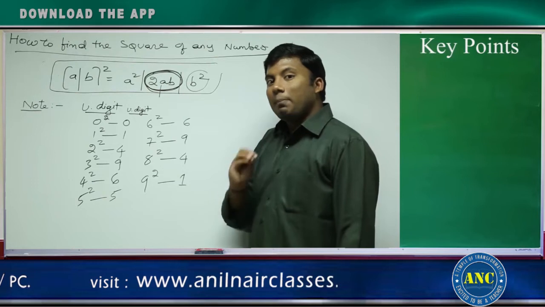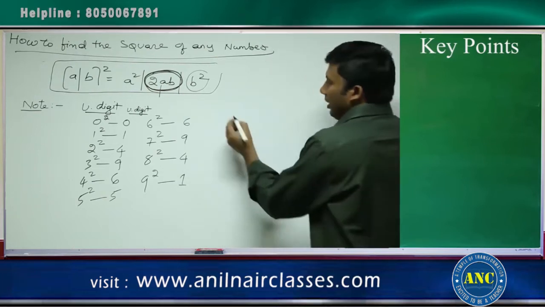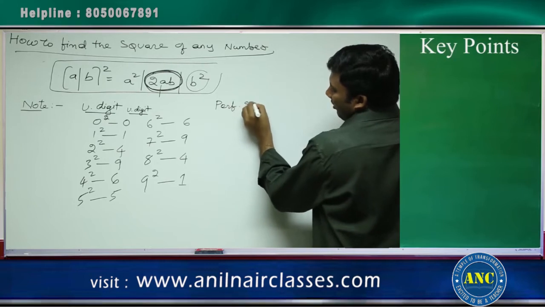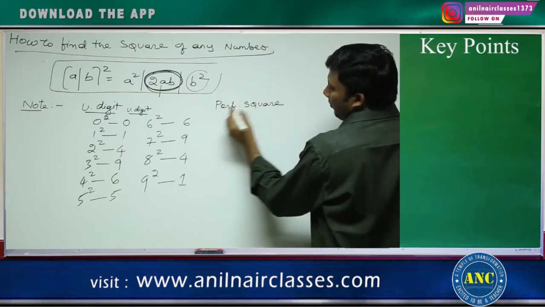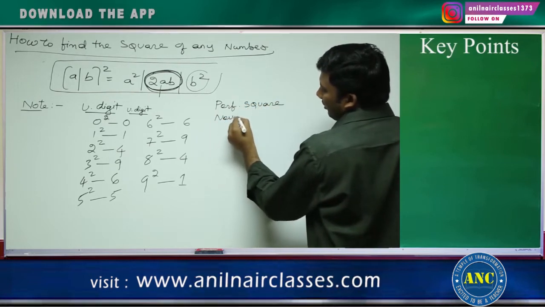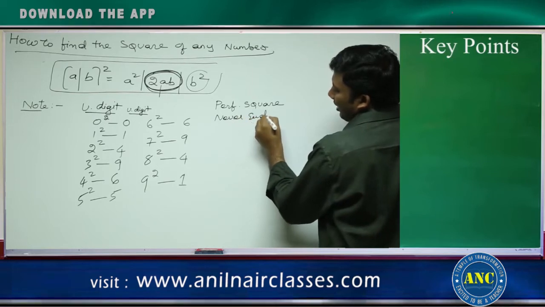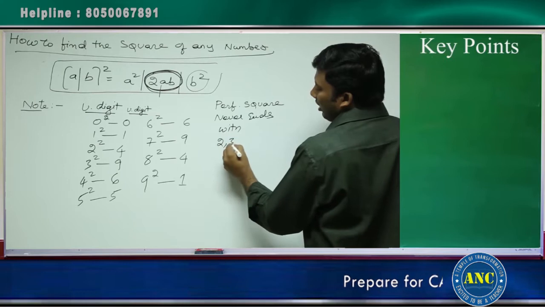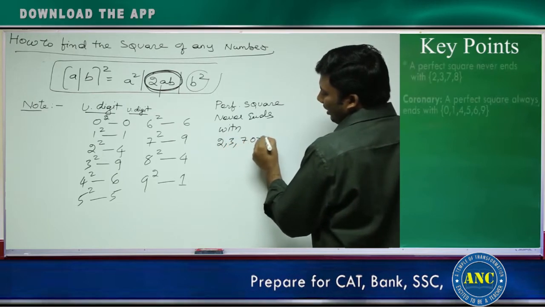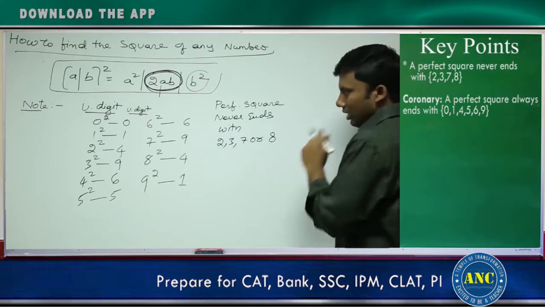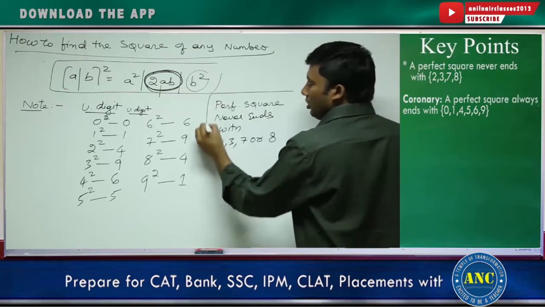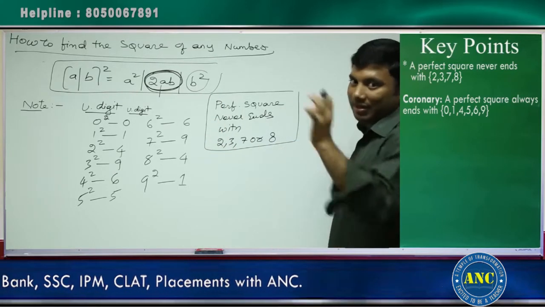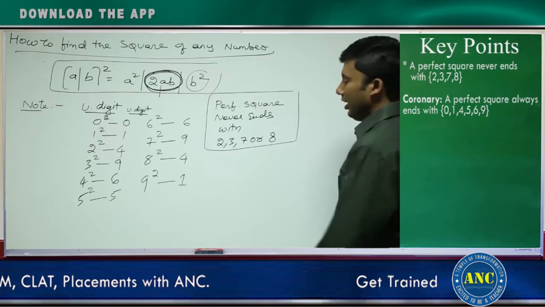That means a perfect square, very important learning, never ends with 2, 3, 7 or 8. If a number is a perfect square, it will never end with 2, 3, 7 or 8.